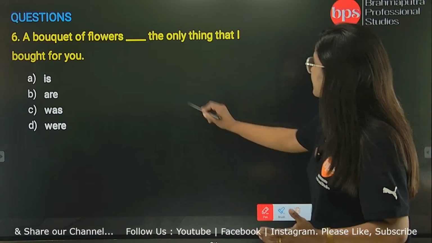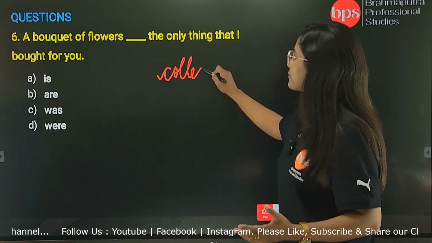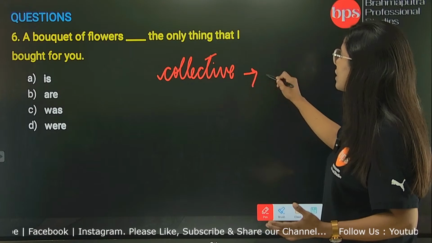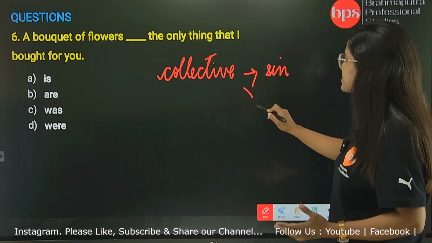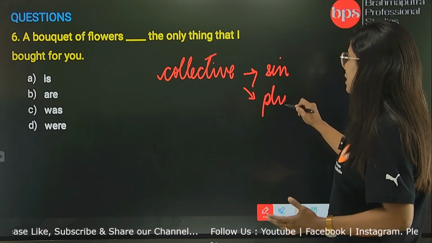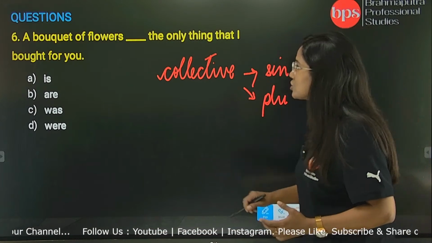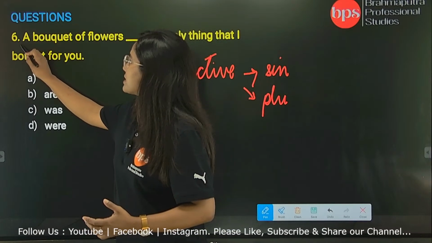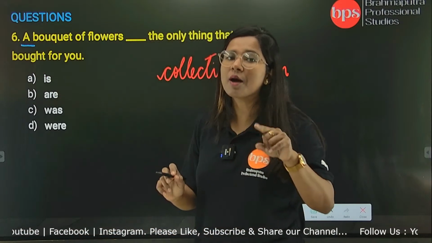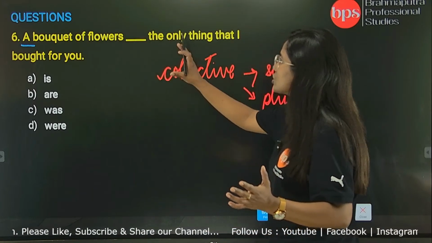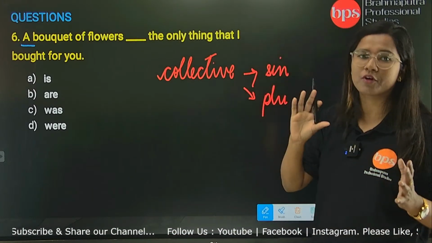Here the concept of collective noun is referred to, where a collective noun at times is treated as singular and sometimes as plural. But here, a bouquet of flowers is referred to. What we will notice here is a bouquet. A bouquet means singular: a bouquet of flowers dash the only thing that I bought for you.